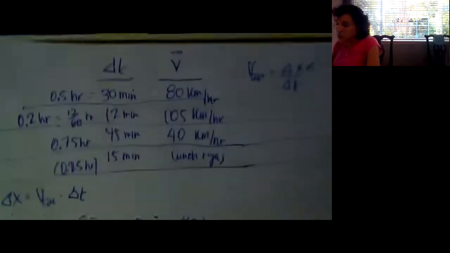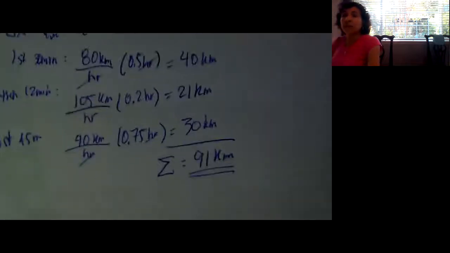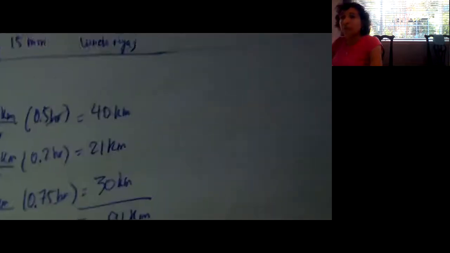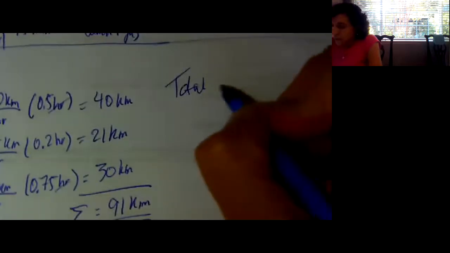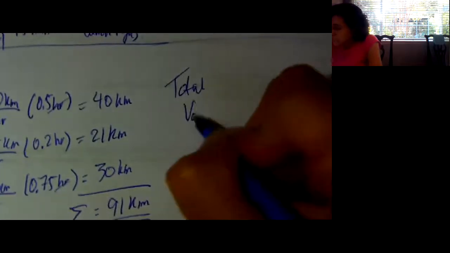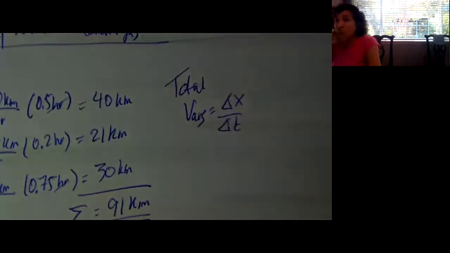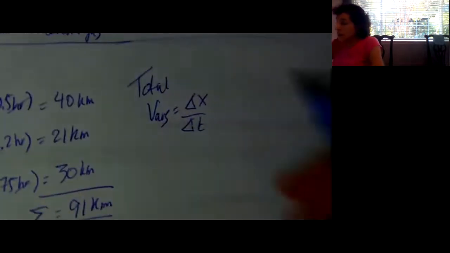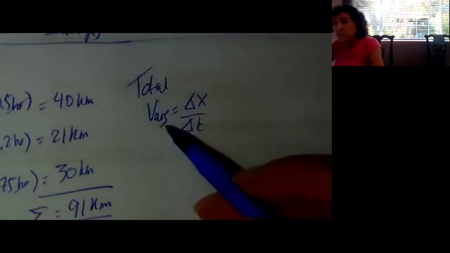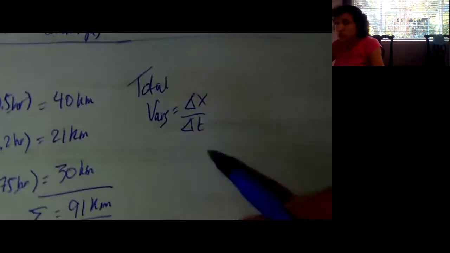Now we're ready for the first question. Let's see, I think I'll just leave it here, kind of move this over. All right, so the question is, what's the total v average? Well, I always go back to my formula, the one that you guys already knew. For speed, velocity, speed is the magnitude of velocity, change in distance over change in time.